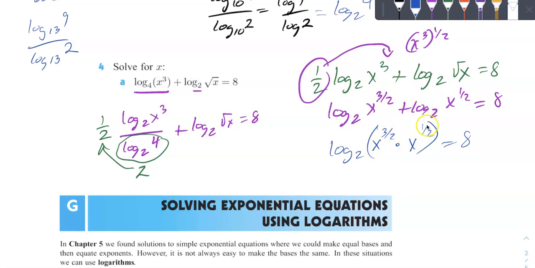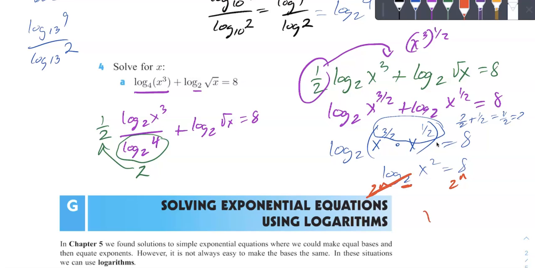Now, these have the same base. I can just add the powers. 3/2 plus 1/2 is just 4 over 2, which is just 2. So I have this: log base 2 of x squared equals 8. Right? Now how do I solve this? The way you get rid of a log, you take whatever the base is and you take that to both sides. So this side and this side. That's how you cancel out a log.